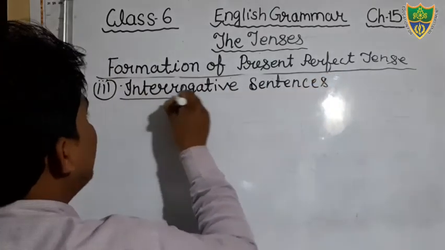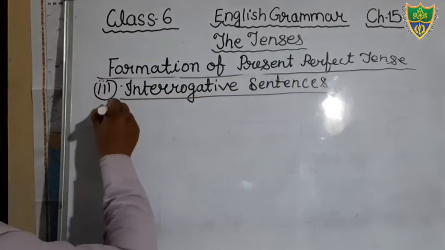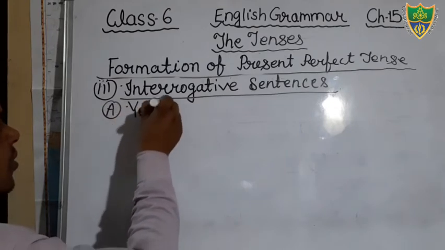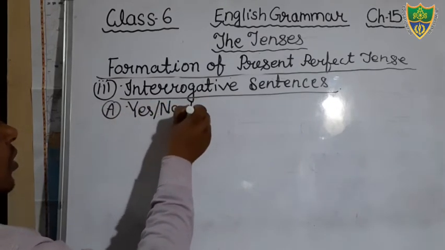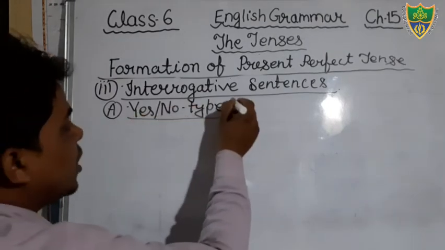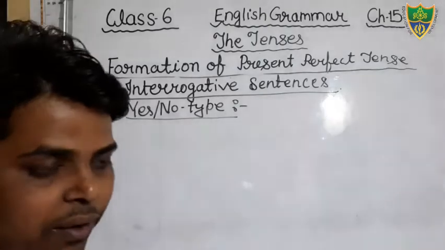Just see, there are two types of interrogative sentence. First, SNO type. So just see here. And I have already told you that SNO type sentences always start with the helping verb. Okay.